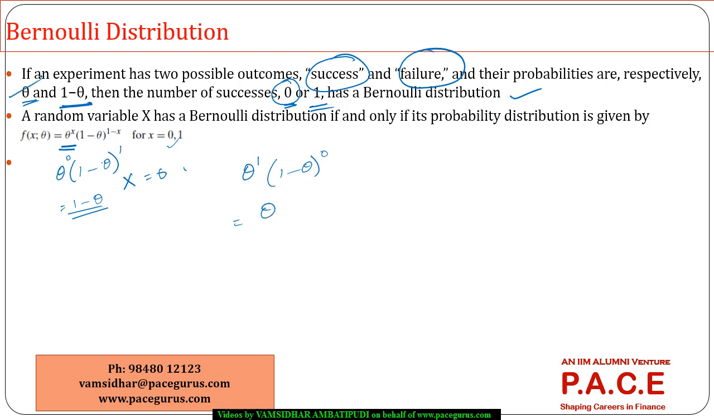So the number of successes will be either 0 or 1, and the probability distribution is given by theta to the power x into 1 minus theta to the power 1 minus x. This is what is a Bernoulli distribution, but this has paved the way for a much broader version of the distribution, which is called the binomial distribution, which we are going to take up in the next slide.